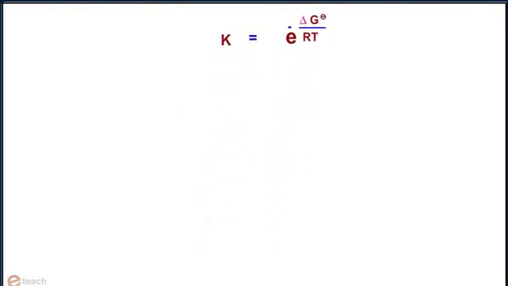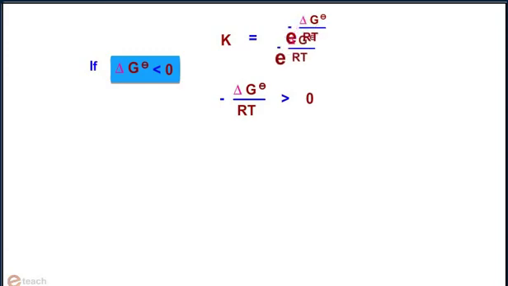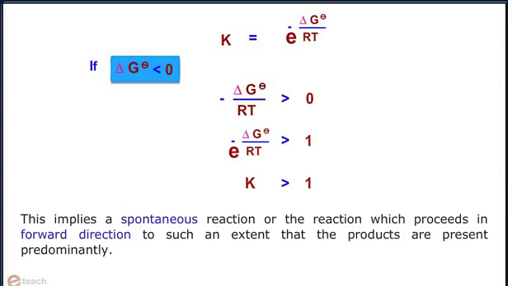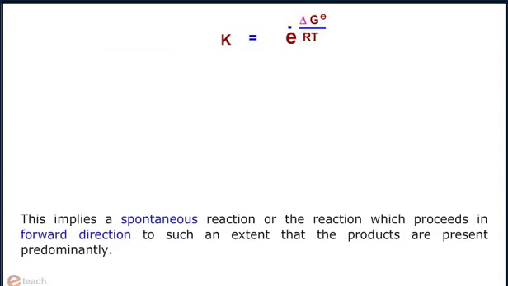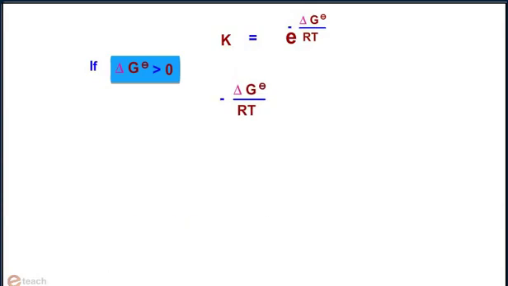If delta G naught is less than 0, minus delta G naught upon RT is greater than 0. This implies that e to the power minus delta G naught upon RT is greater than 1. It further implies that K is greater than 1. This implies a spontaneous reaction, or a reaction which proceeds in the forward direction to such an extent that the products are present predominantly.